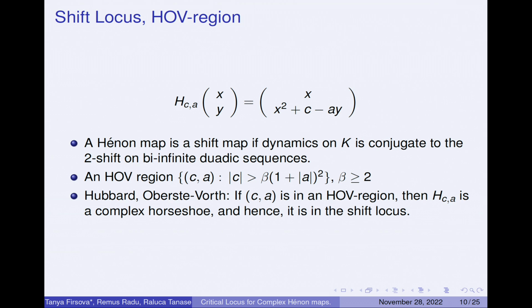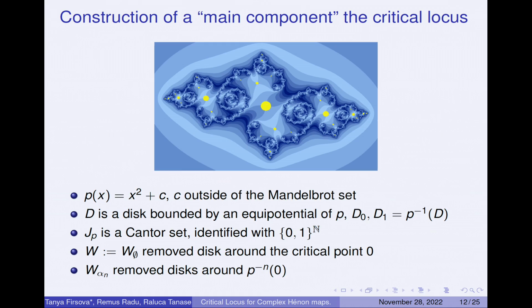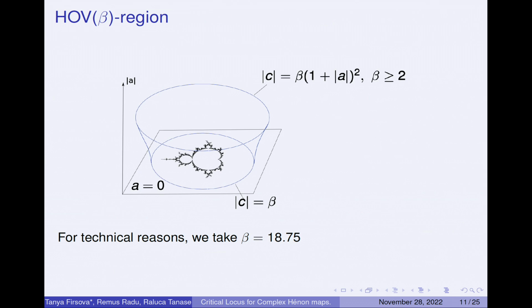Hubbard, Oberste-Vorth, and others show that the maps in the HIV region for certain beta are complex horseshoes, and so they belong to the shift loci. And I believe Milnor showed that beta can be taken to be equal to 2. And let me go to the picture in which I depict the HIV beta region. And in our theorem and the description of the critical loci, for technical reasons, we are going to take beta to be 18.75. We believe the theorem should be true for beta equal to 2, but for computational reasons, 18.75 sounds like the right number.